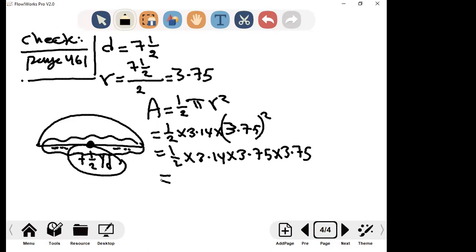22.08, rounded. What's the unit? Yard power 2. So to find the area of the semicircle, multiply the half by the area of the circle. Done? Is it clear? Copy quickly, please.